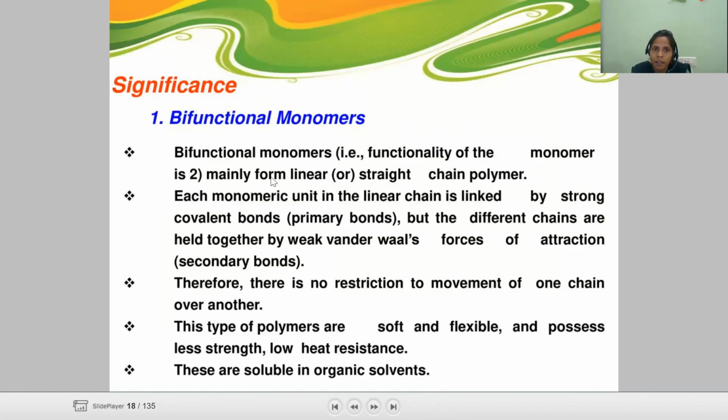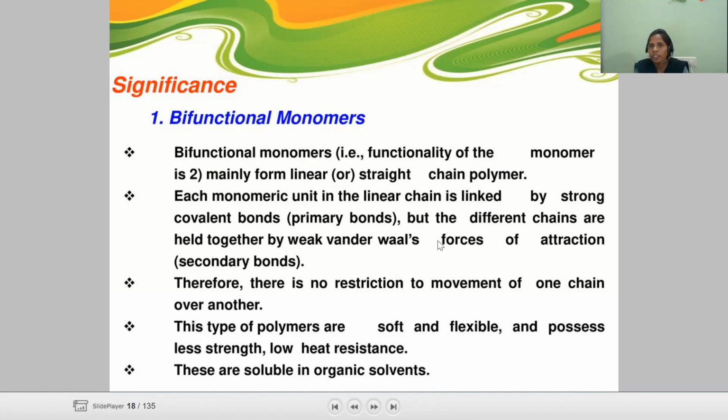Bifunctional monomers mainly form linear or straight chain polymers, because at both sides we have the bonding sites. So at both sides of the monomer, the new monomer will be attacking. The polymer structure is linear, that is, a straight chain. Each monomeric unit in the linear chain is linked by strong covalent bonds, but the different chains are held together by weak van der Waals forces of attraction.